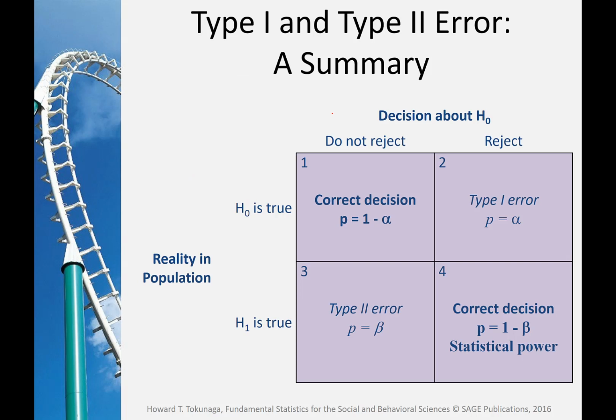So our 4 boxes, back to them. We now know what alpha and beta are. Alpha is our type 1 error. We control the probability of a type 1 error by where we set alpha. And like I said, the convention in the social sciences is 95%. We're okay being wrong 1 time out of 20. Those are good odds.